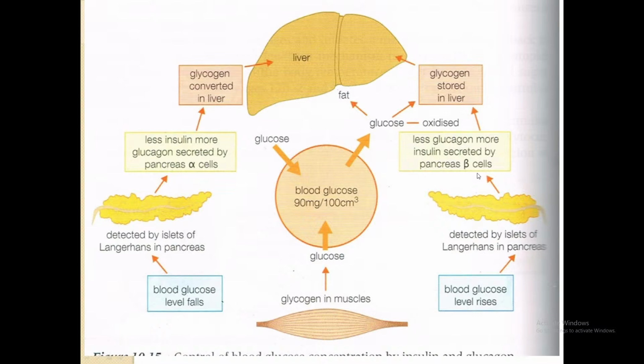So the islet of Langerhans, which is in your pancreas, will detect and realize that. Once it detects that, it will instruct a type of cell in your pancreas that is known as the B cells. Now these cells will produce a hormone that is known as insulin. Now insulin has a very important role. What insulin will do is convert the extra or excess glucose in your blood into a substance that is known as glycogen.